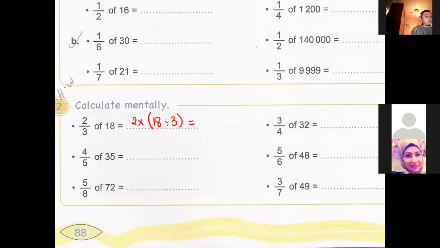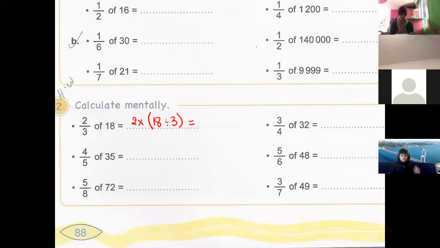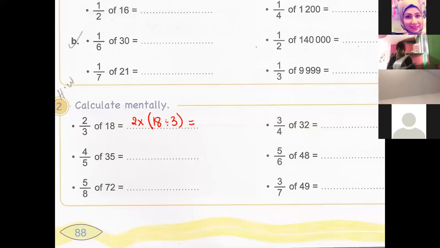Asil? Yes, teacher. Now, what shall I do, the second step? 2 times 6. Bravo. So 18 divided by 3 equals 6. Which number in table 3 gives us 18? It's 6. 2 times 6, how much? 12. Bravo, Asil. Amal, are you ready?